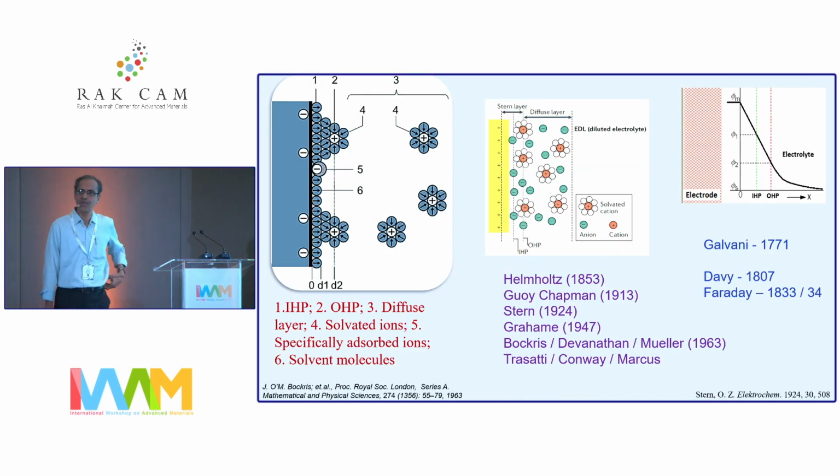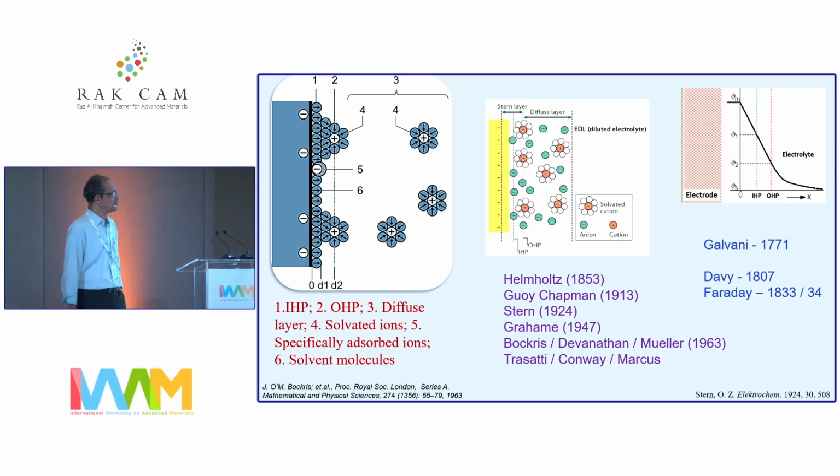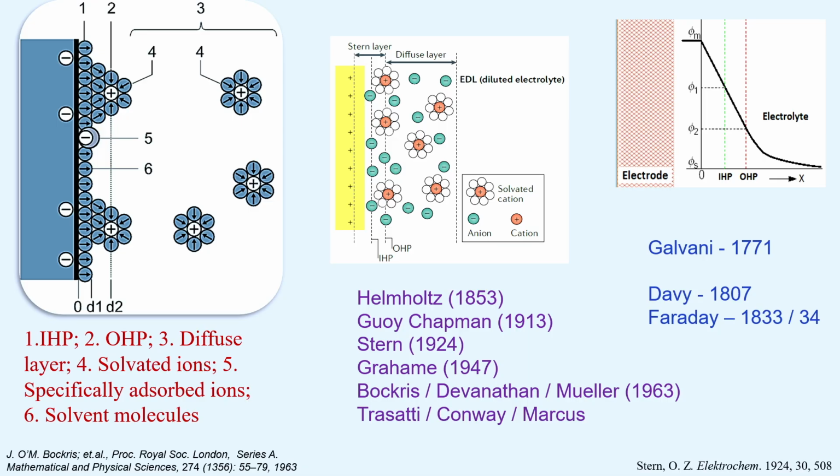This is what is known in the literature. This is textbook material, right from Galvani in 1771, followed by Davy and Faraday. The interface was not really understood completely. Helmholtz, in 1853, was when people started talking about the interface. At the electrode-electrolyte, you have what's given on the left: certain sections of ions and solvent molecules that are organized in a particular way.